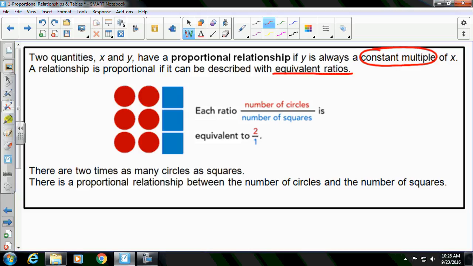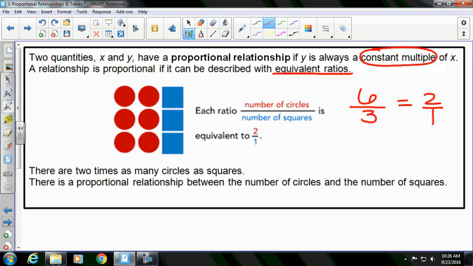So let's look at this picture here. We have 6 circles and 3 squares. So we can write 6 circles to 3 squares, which we know can simplify to 2 to 1.